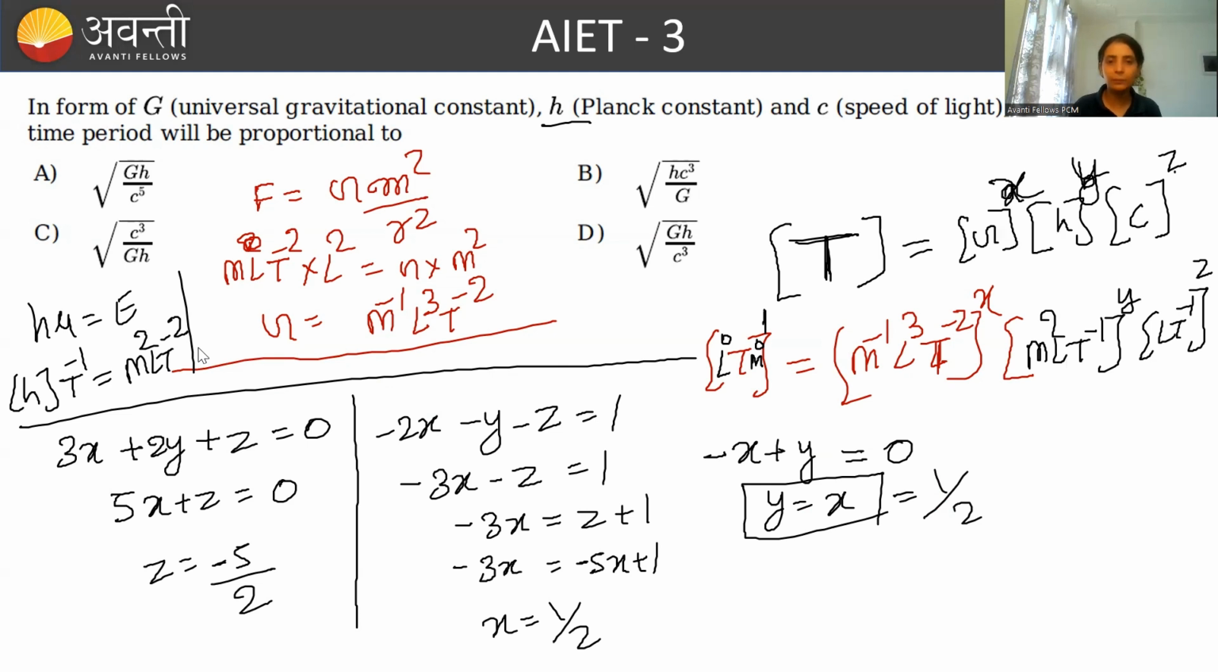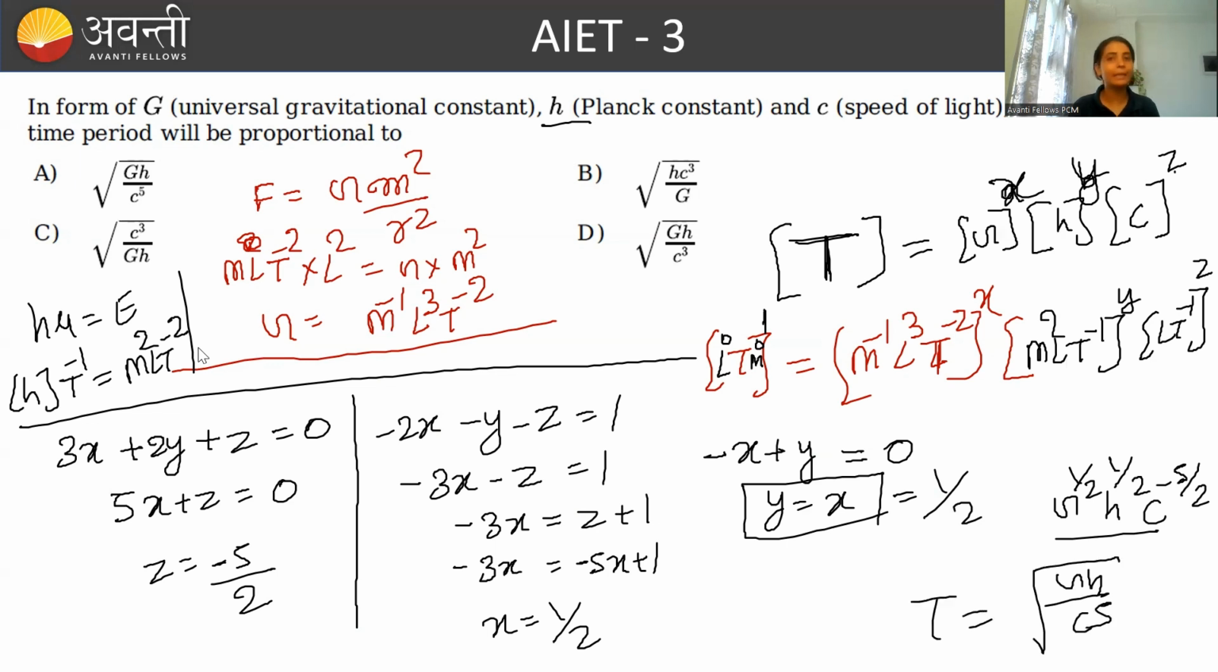So the power of g was x, so what will you keep as the power of g? 1/2. And this was the power of h, y, so h is 1/2 and z is -5/2. So here you write z, that is the power of c, -5/2. So this will be equal to gh by c^5. So the time period can be expressed in the form of G, h, c like this. Okay? So the answer should be again A.